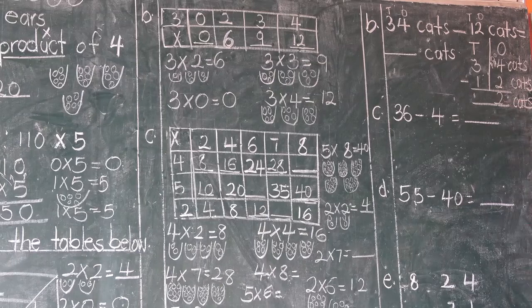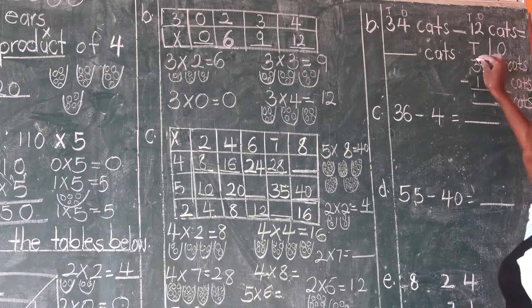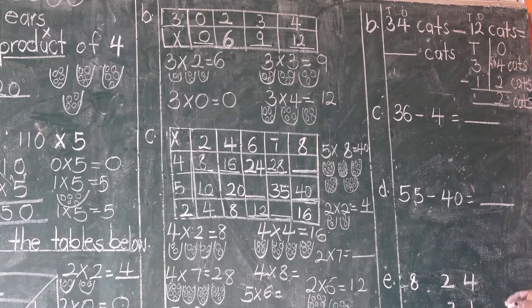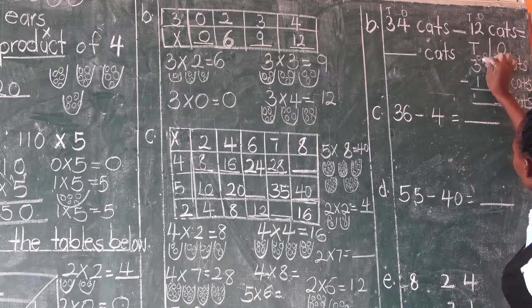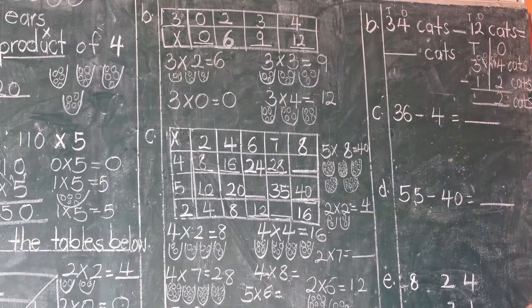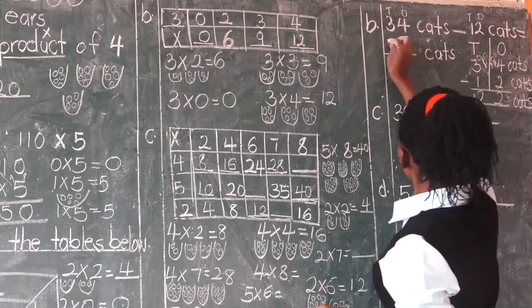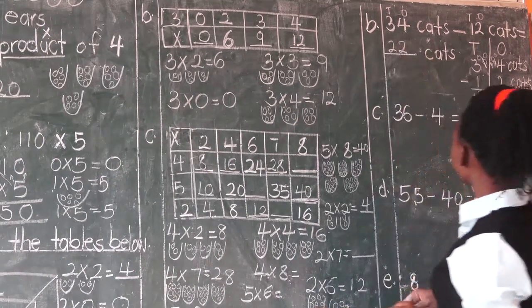We come to tens. We have there 3, take away 1. We are going to draw our 3 balls. 1, 2, 3. How many have remained? 1, 2. Now the answer is 22 cats.